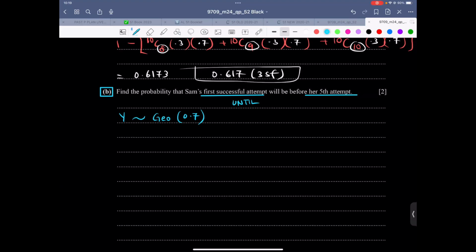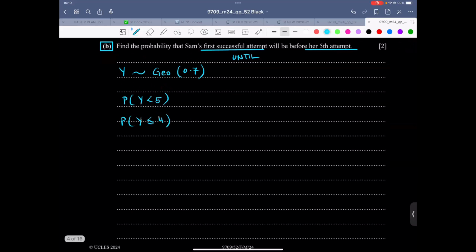So before her 5th attempt, so probability Y is less than 5. That can be written as probability Y is less than or equal to 4, which if you want to, you can do the working for 4 terms, or you can apply the shortcut, which is 1 minus failure raised to power of 4. And that is based upon geometric series, geometric progression. So this is 1 minus 0.3 raised to power of 4, which comes out to be 0.9919.